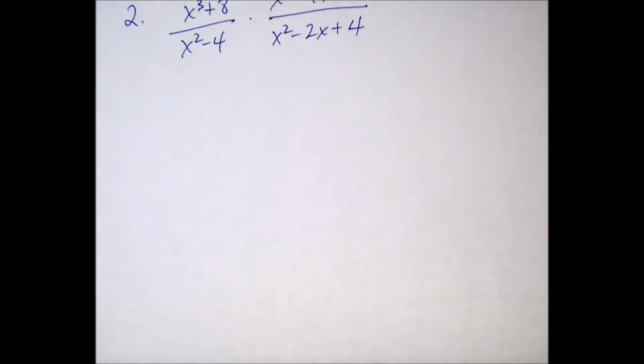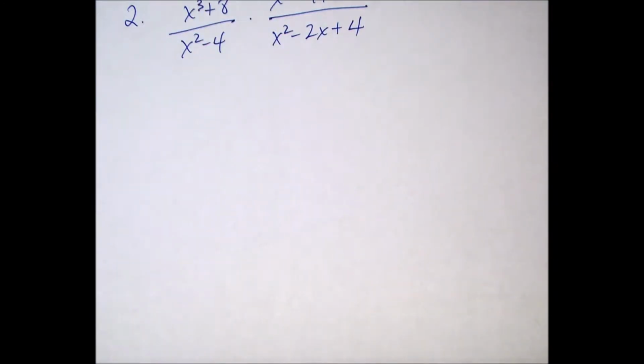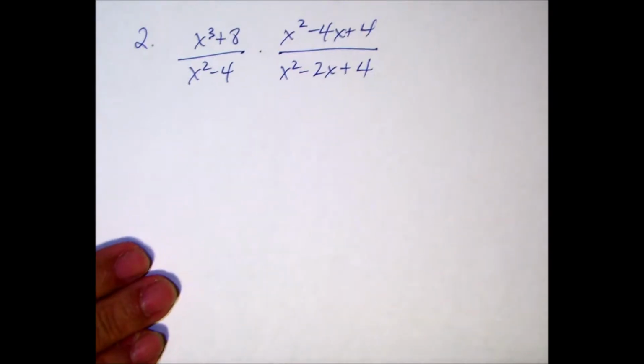Alright, this is for ASGNQ305, Simplifying Rational Expressions. This was Monday's assignment. I'm doing number 2 as a sample problem.